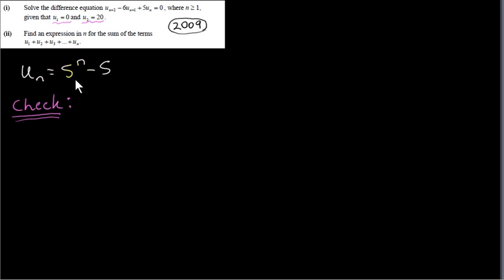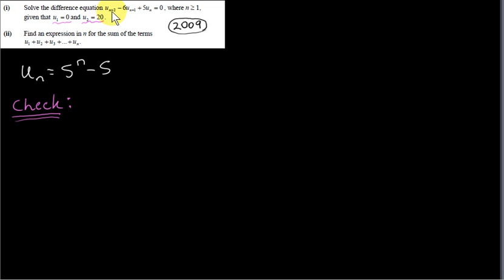Now, as an extra exercise, I just want to check that this is indeed the solution of the difference equation. First of all, I will check these initial conditions. Let's get u_1. If you plug 1 in for n here, you get u_1 equals 5^1 minus 5. Well, that's 0. That checks out. Let's get u_2. Plug 2 in for n. 5 to the power of 2 is 25. 25 minus 5 is 20. That checks out as well.